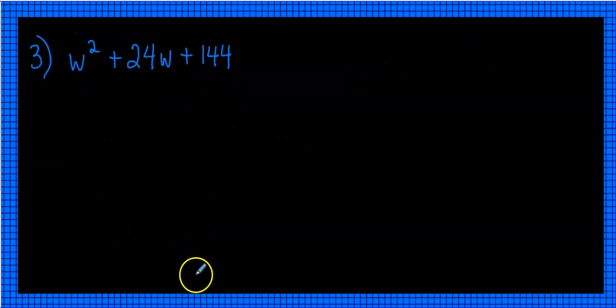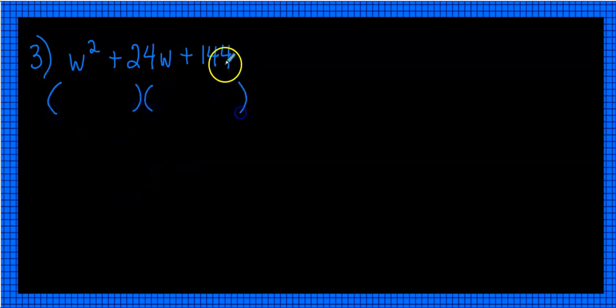Number 3 is another trinomial where the a value is 1. Remember, these trinomials have an a value, a b value, and a c value. And sometimes we have to use the quadratic formula. I don't think I gave you one where you have to do that today. But sometimes we have to use the quadratic formula if we can't factor it into binomials. This one we can. A factor pair for 144 is 12 and 12. 12 plus 12 equals 24.